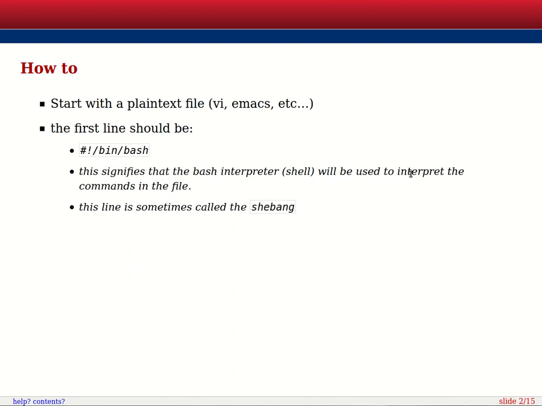The first line should always be this, they call it the shebang: the hashtag !bin/bash. This tells the shell what interpreter it should use in order to process the following commands. This says we're going to use bash to process the following commands. If we were writing a Python script, we would use /user/bin/python with the hashtag and the exclamation at the beginning.